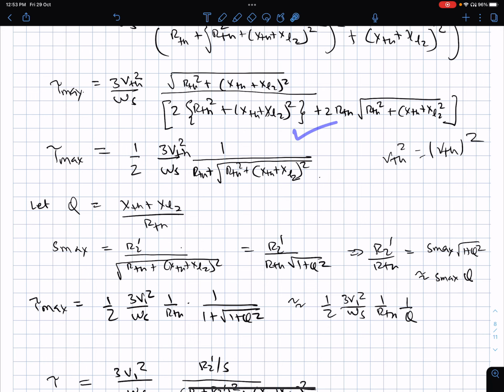So then the T max will come out to be half of 3 times the square of the magnitude of the Thevenin's voltage divided by omega s into 1 by R Thevenin plus this impedance Z which is added here. So now look at it dimensionally, just once check. V Thevenin square by effectively a R is what? A power, which when divided by omega s, what does it become? Torque, whose unit is Newton meter.